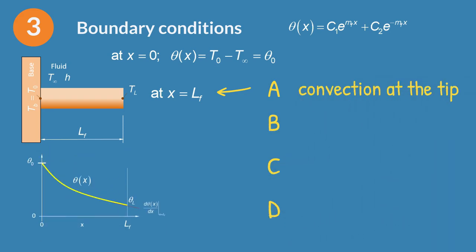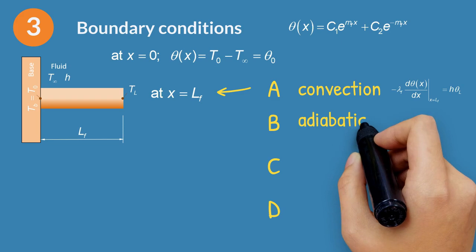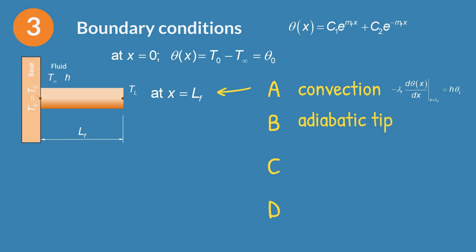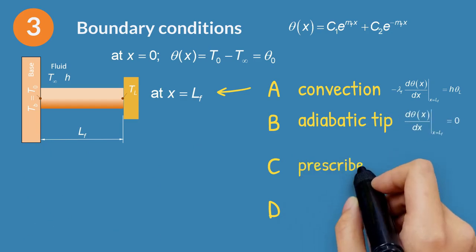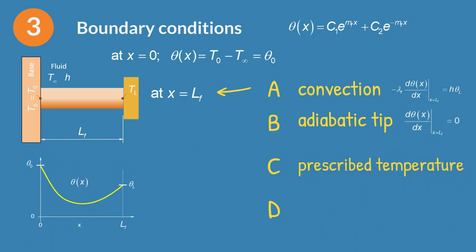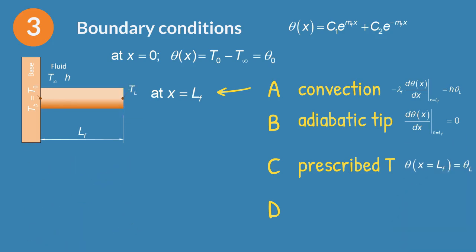The most common condition is A, where the fin tip dissipates heat by convection. At the tip, Fourier's law equals Newton's law. Condition B assumes no heat transfer at the fin tip. Applying Fourier's law at the extreme, if the heat flux is zero, the derivative of theta is zero. Condition C implies that the end temperature is prescribed. This case is not actually a fin but a thermal bridge between two solids.